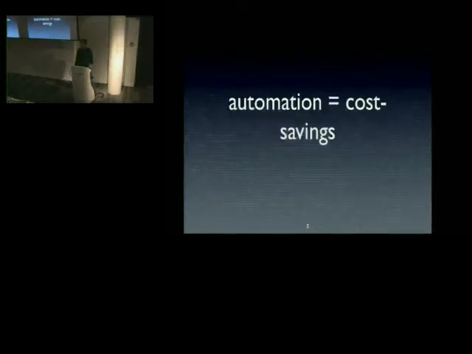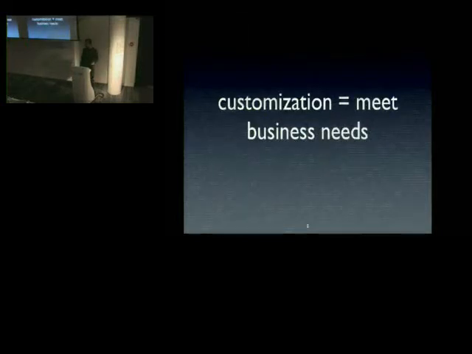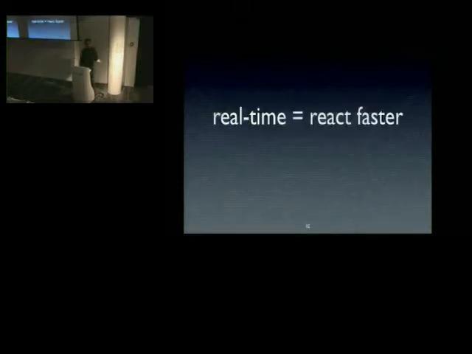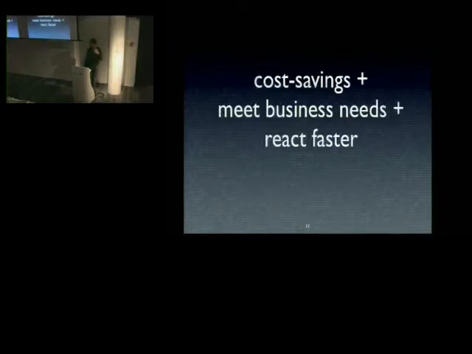Well, automated means that you can do things at scale with the AdWords system, which hopefully results in cost savings for you. Customized means that you can write applications that meet your business needs and integrate that with the AdWords system. And real-time means that you can react faster to the changes that are constantly happening in your business and update the AdWords system about those changes. So taken all together, you have cost savings, meeting business needs, and reacting faster.